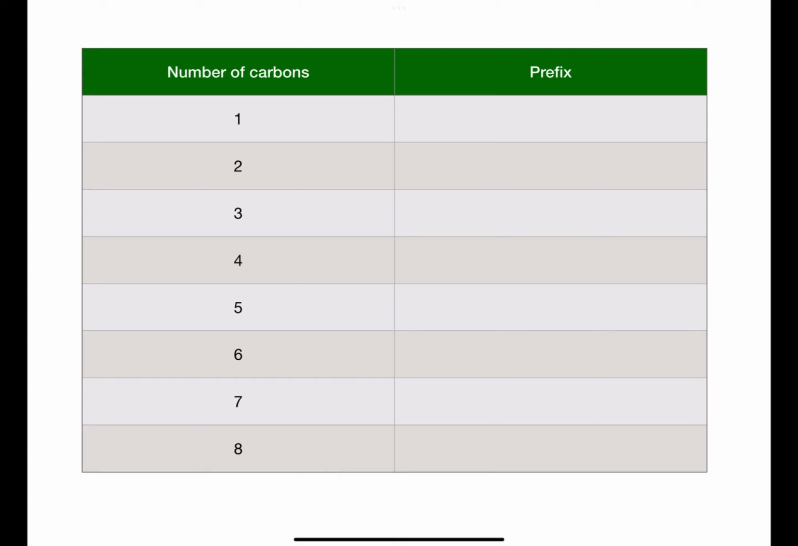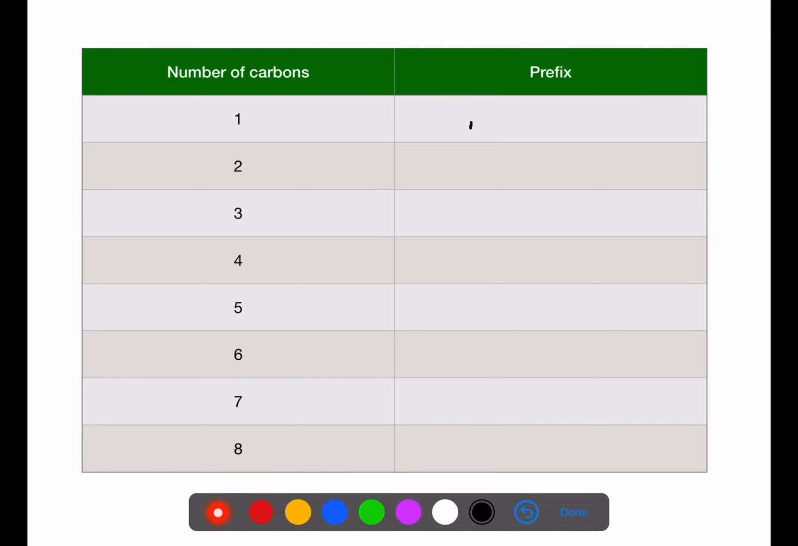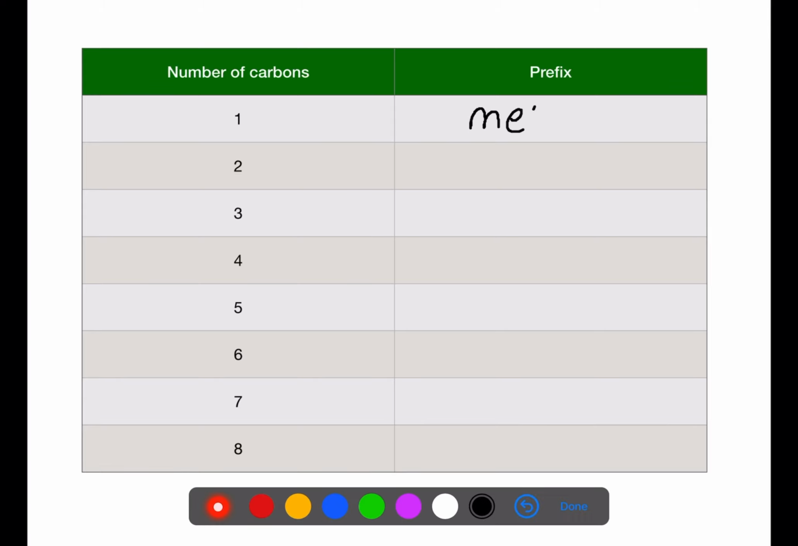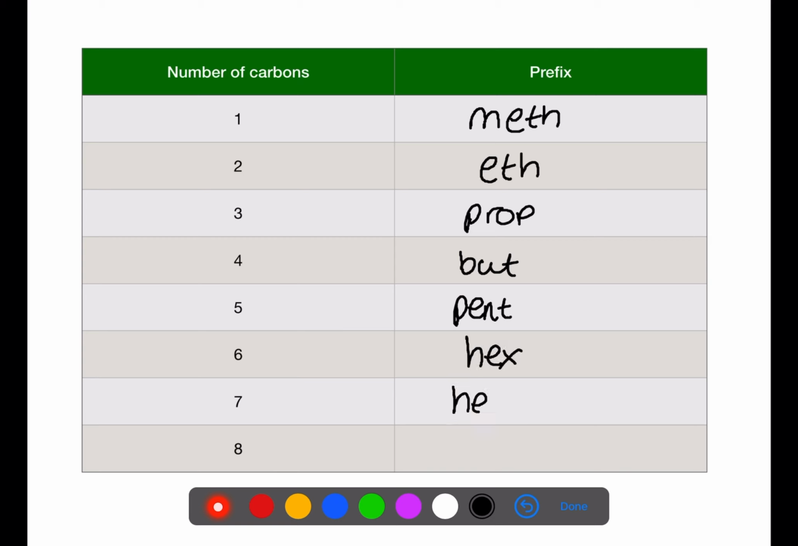Let's start with some basic organic chemistry. You're expected to know the prefixes for up to 8 carbons. For 1 carbon, the prefix is meth. For 2, it is eth. For 3, it is prop. For 4, it is but. 5 is pent, 6 is hex, 7 is hept, and 8 is oct. You could be asked to name anything with up to 8 carbons in the longest chain.